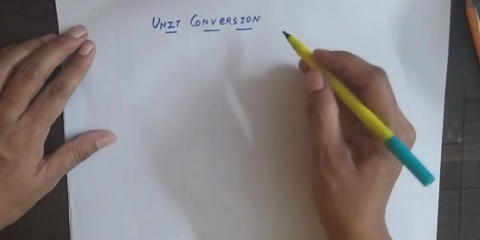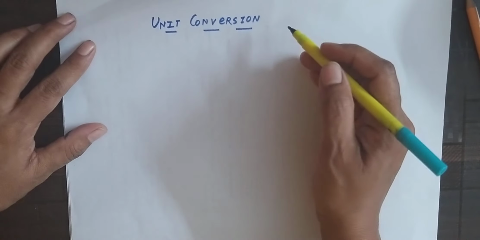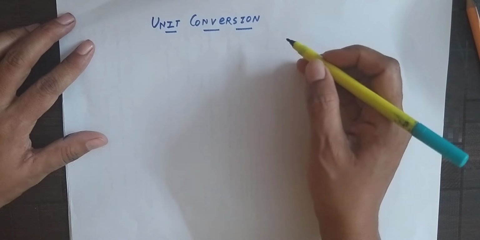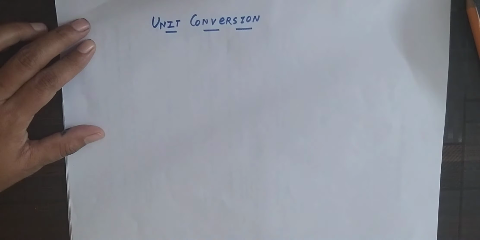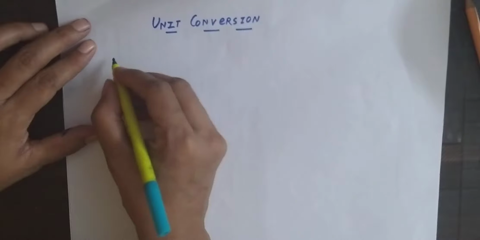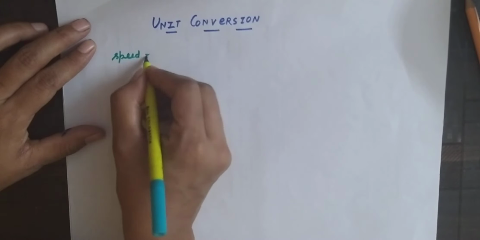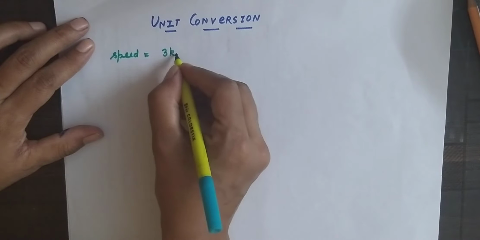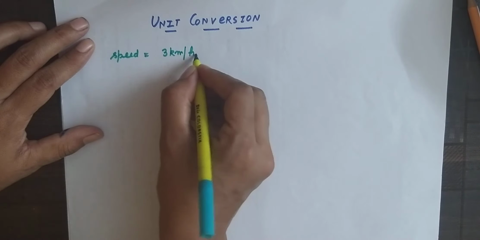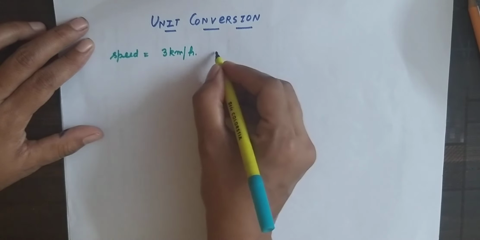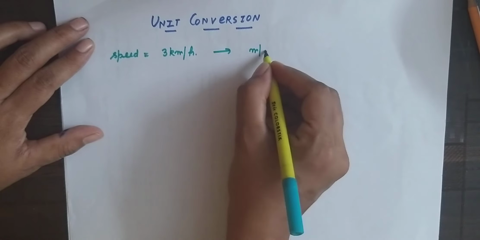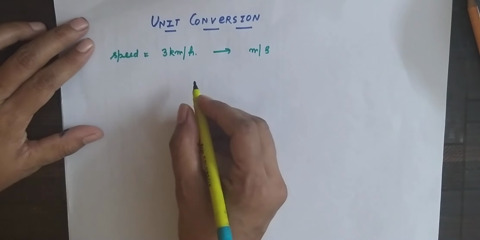But the problem arises when we have to do the unit conversion. And where the unit conversion takes place, suppose I am saying that the speed is 3 kilometer per hour, you have to change it into meter per second, right? Then how to change it into meter per second?